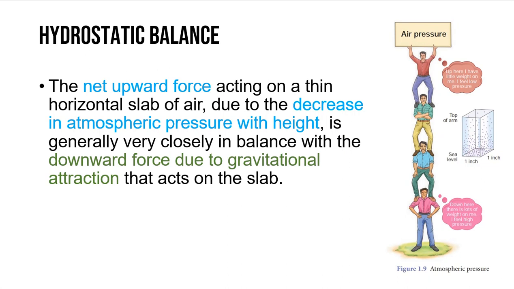Hydrostatic balance just means that the net upward force acting on a thin slab of horizontal air, due to the decrease in atmospheric pressure with height, is generally very close in balance with the downward force due to gravitational attraction that acts on the slab. Note that it says here very closely in balance. So the upward force versus the downward force is closely in balance. That's basically what the hydrostatic balance means.